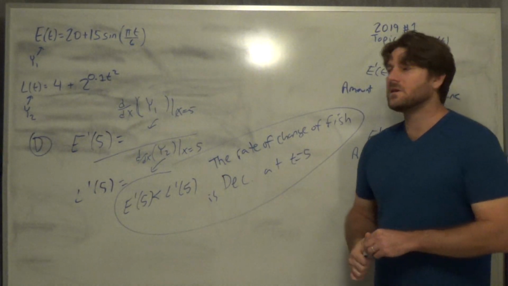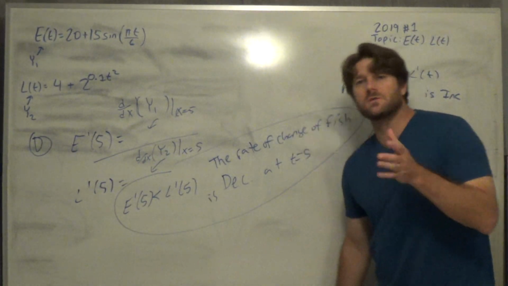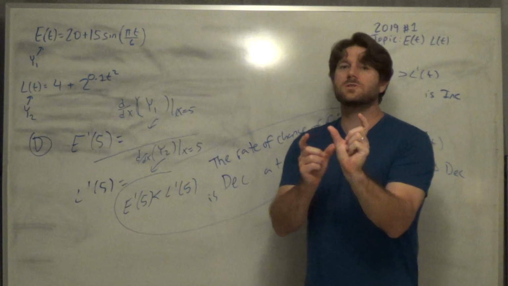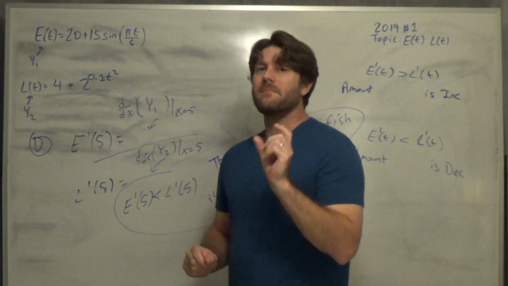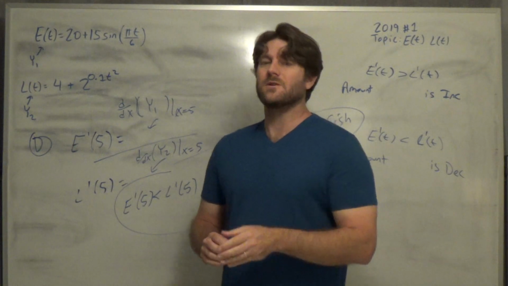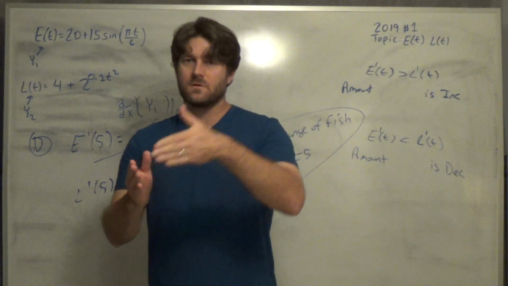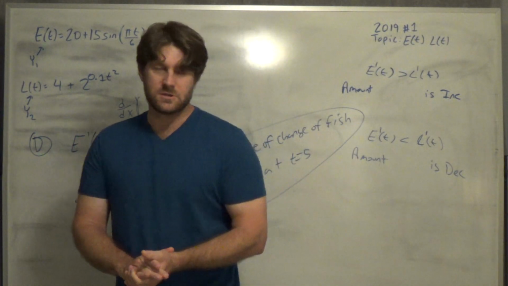So part D was really just tricky because it's so different. It seems worded so close to what we've seen before, but just that little twist. They didn't want to know if the amount of fish is increasing or decreasing. They want to know if the rate of change, or the derivative, of the amount of fish is increasing or decreasing.